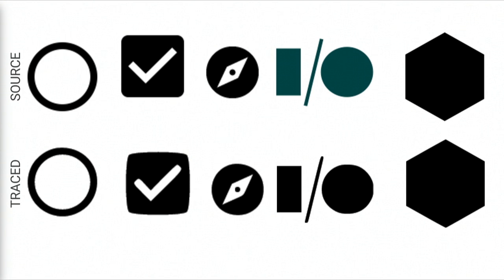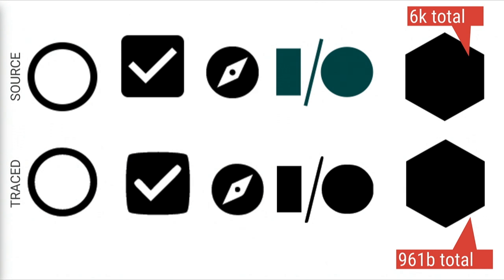So you can see the top row here is the source, and the bottom row here is the result of the PoTrace application. We're pretty close. The first one looks identical. The second one, you can see some rounding. The third one, pretty good. The fourth one, you can see that we're only dealing with shapes, so we lose some color there. And the hexagon is perfect. The hexagon is actually a really cool example here, because that hexagon absorbed 6K of our file size at different resolutions. However, the vector drawable version was only 961 bytes. So even just running it through here, we saw some wins.